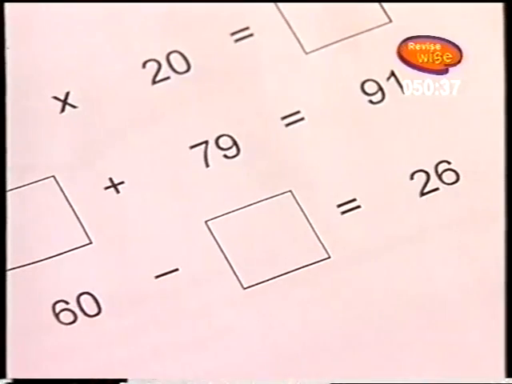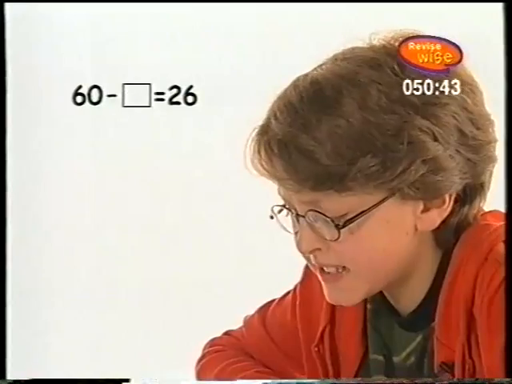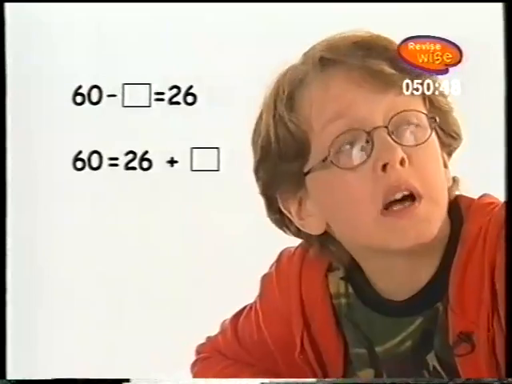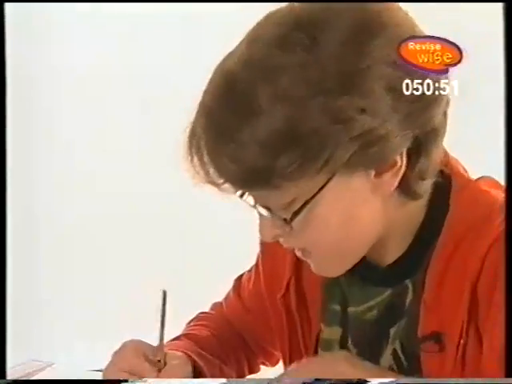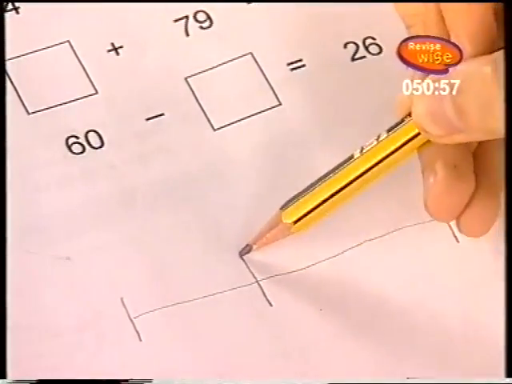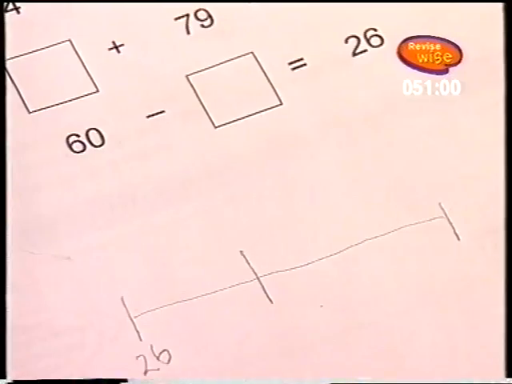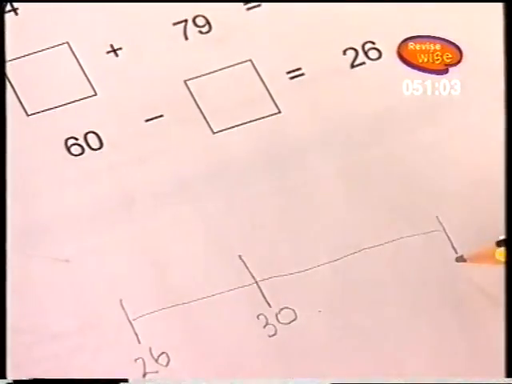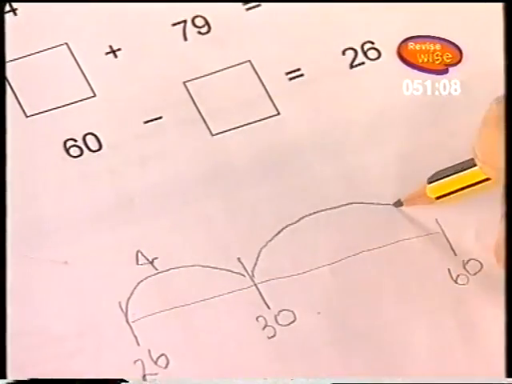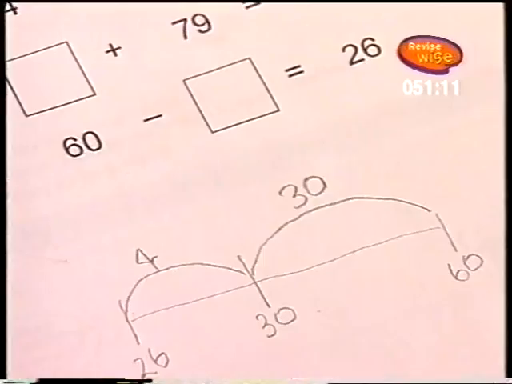So how does all this help you answer the question? Well, they want the number you can take away from 60 that makes 26. I can turn that into 60 equals 26 plus something. Should I use a number line? Good idea. That's right. Draw out the number line first and put your numbers on it. From 26 up to 30 is 4, and from 30 to 60 is 30. So that's 34 altogether. So write it in the box.